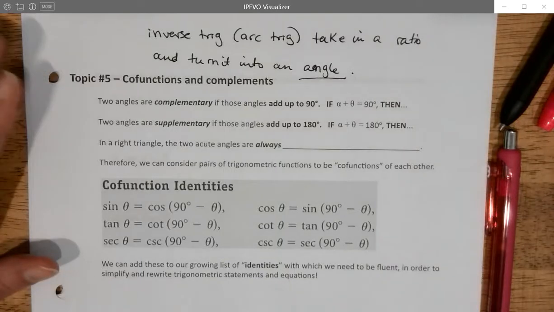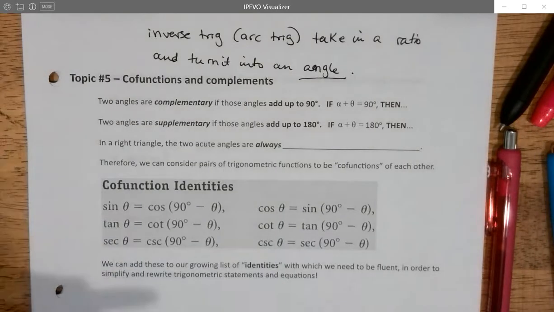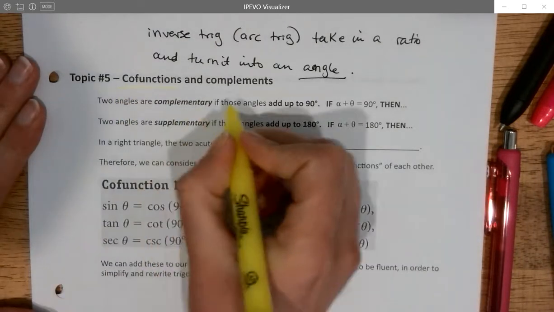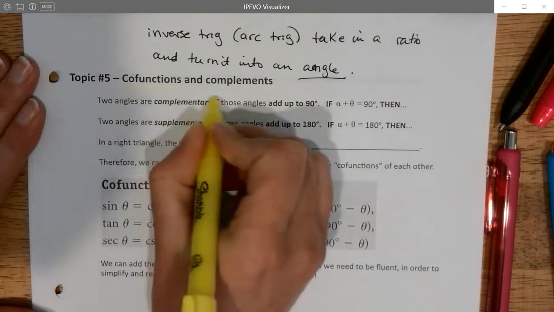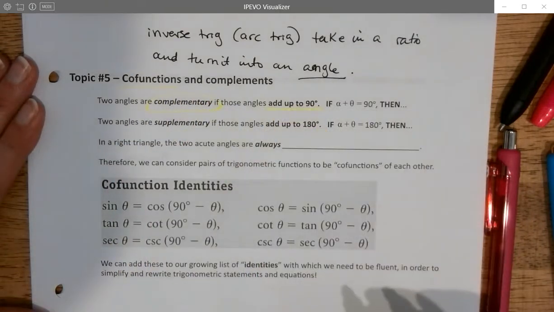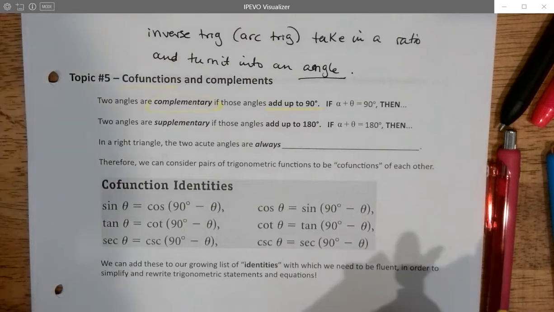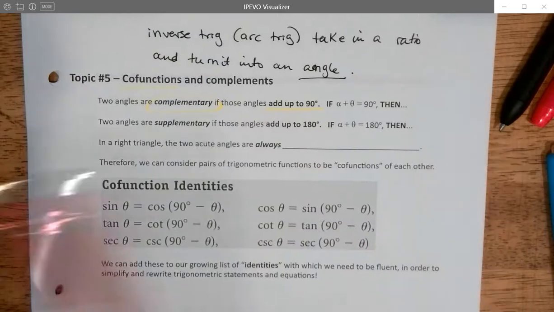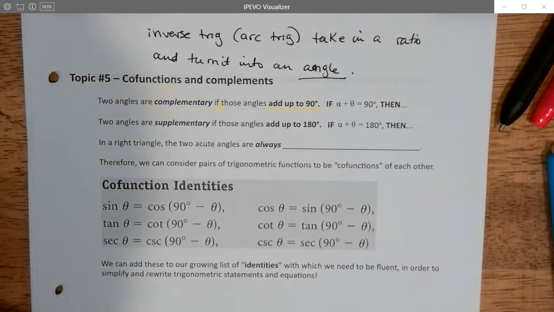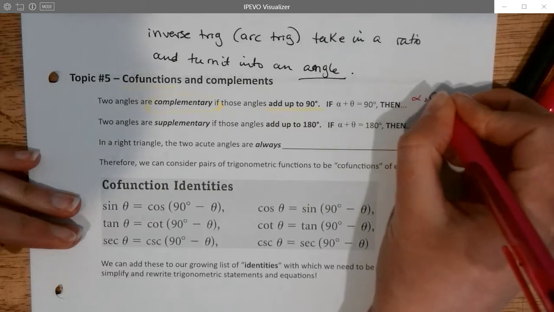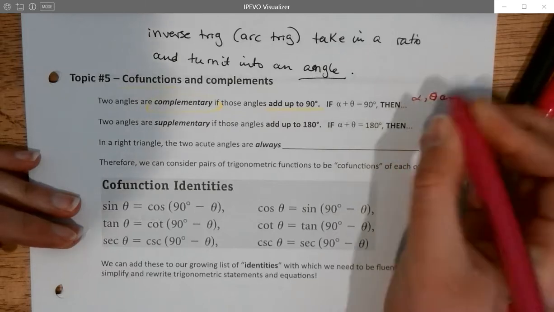Topic 5, some things we talked about earlier, cofunctions and complements. I know I mentioned cofunctions. Two angles are complementary, first of all, if their angles add up to 90 degrees. So if alpha plus theta is equal to 90 degrees, I meant to say alpha instead of A, that means that alpha and theta are complementary or complements.